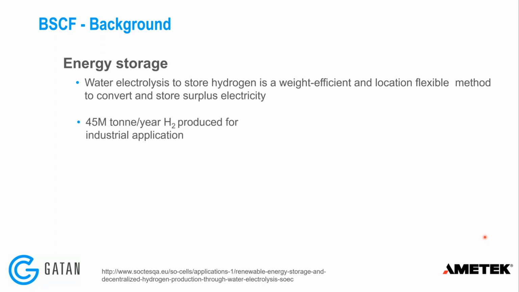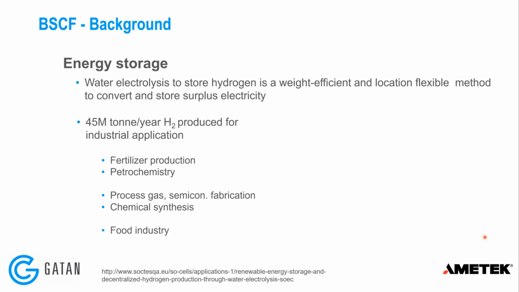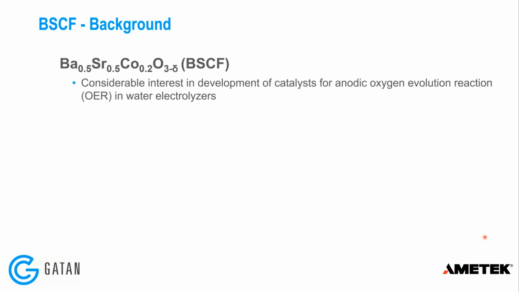So around 45 million tons a year of hydrogen are produced for industrial applications, such as fertilizer production, petrochemistry, as a process gas for semiconductor fabrication, chemical synthesis in the food industry, metallurgy, and the glass industry. So this is a heavily used material. As you can imagine, there's a considerable interest in optimizing its manufacture.